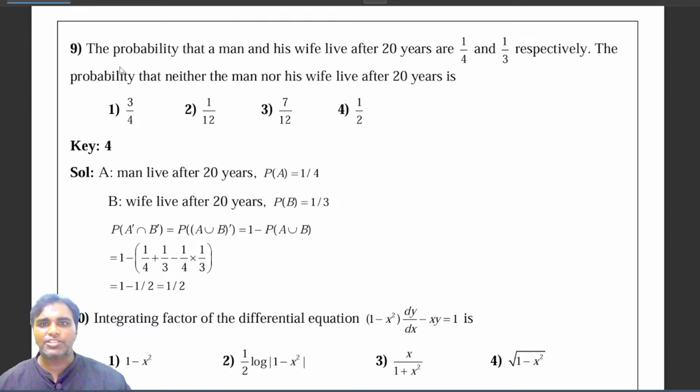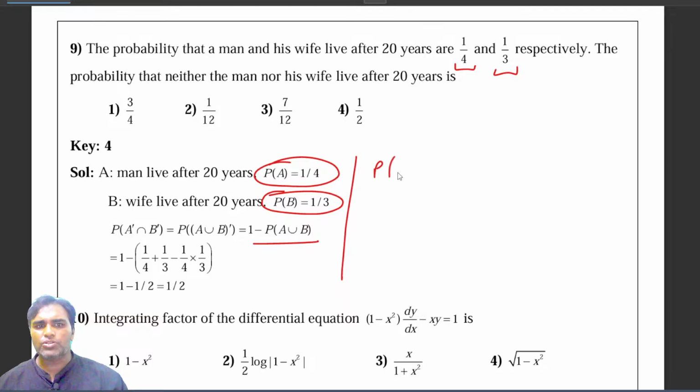Now this is a very interesting question. The probabilities that a man and his wife live after 20 years are 1 by 4 and 1 by 3. Find the probability that neither the man nor his wife lives after 20 years. The probability of A is given, I am assuming for the man, and for the wife B it is 1 by 3. Neither A nor B is 1 minus P of A union B.